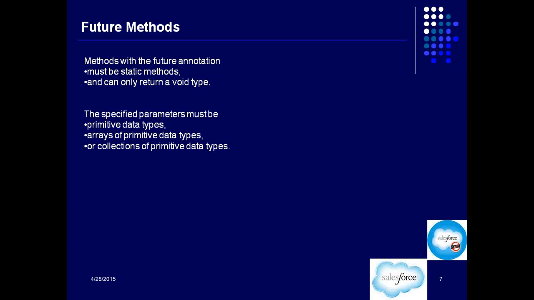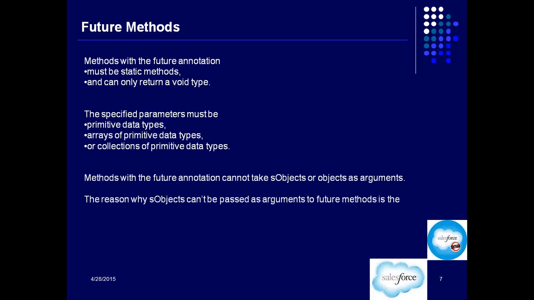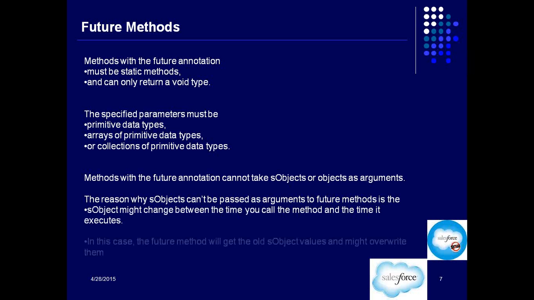Because it's a future method, I will call this method now, and it might execute tomorrow. So if I am passing a parameter now and the method gets executed tomorrow, the values can change in the meanwhile. For that reason, it does not accept any S object values as parameters for a future method. Methods with the future annotation cannot take S objects as arguments, because the S object might change between the time you call the method and the time it executes.